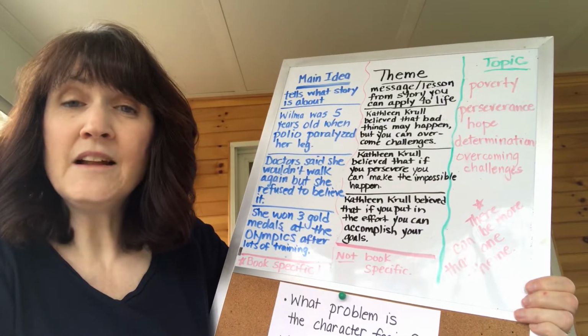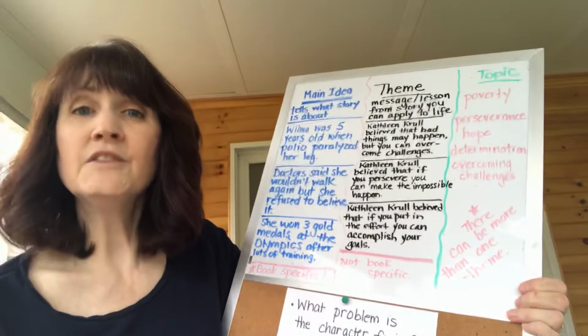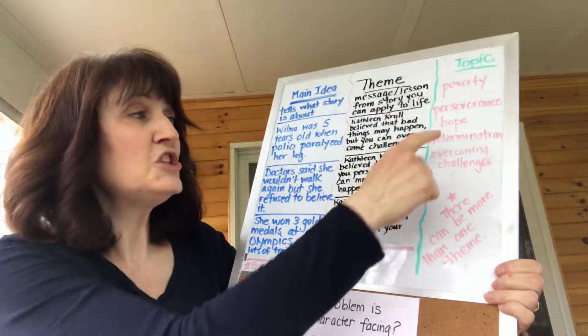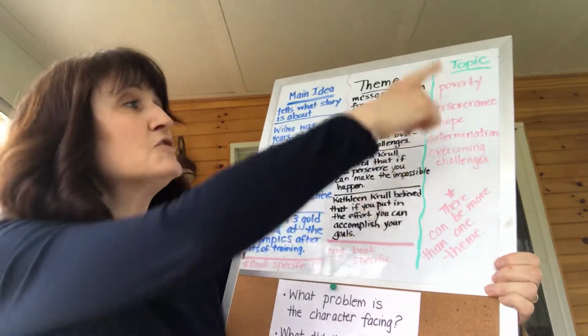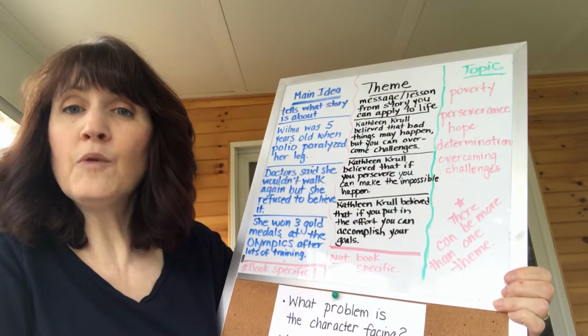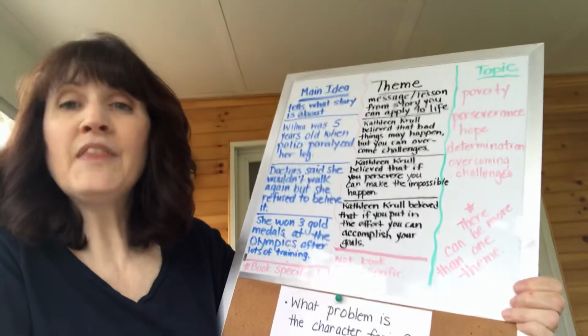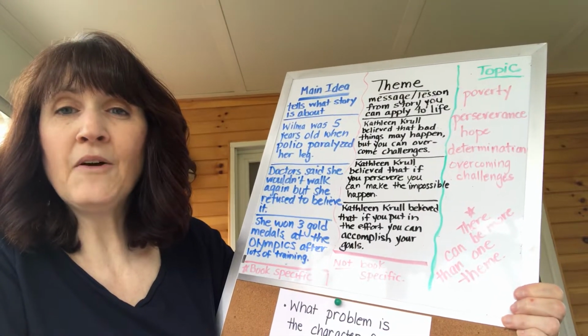Love was another topic covered in the story. Certainly her mom loved her, taking good care of her. Her family loved her. She never gave up hope. So you want to try to list a few topics that you think were covered in the book. You're going to come up with a main idea, and you're going to come up with a theme. And there's clues to help you write all of these.